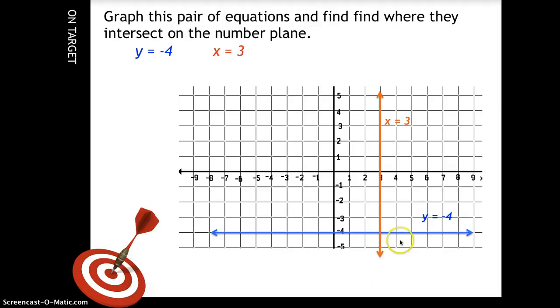Now, again, we need to find the point of intersection, or which location these two lines meet. Okay, so you can see they meet over here. So there's a point there, that's their common point, and that's 3, negative 4. So the point of intersection is 3, negative 4. This lesson is easy.